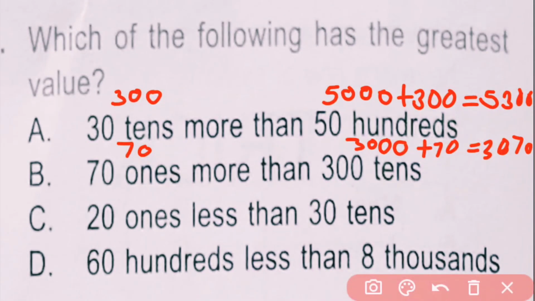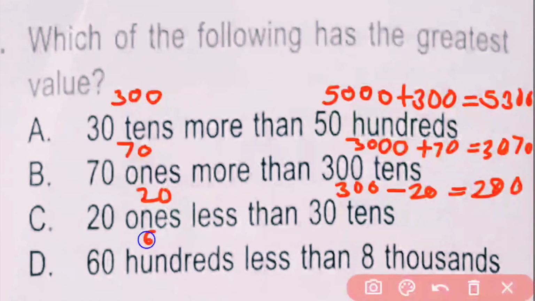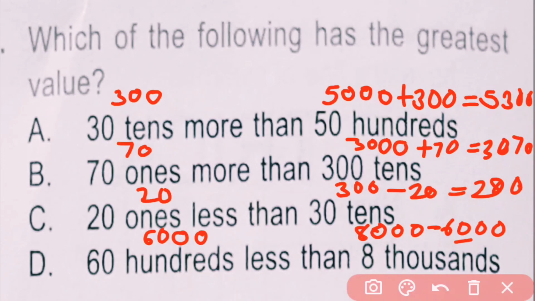3070. Option C, 20 ones less than 30 tens. 20 ones means 20 and 30 tens means 30 into 10, which gives 300. Less than means 300 minus 20, which gives 280. And option D, 60 hundreds. 60 hundreds means 60 into 100 means 6000, and 8000 less than means 8000 minus 6000, which gives 2000. So here which is the greatest value? 5300. So here A is the correct answer.